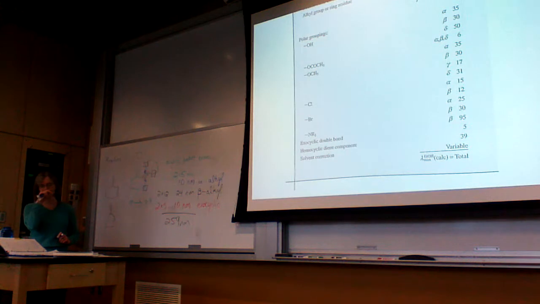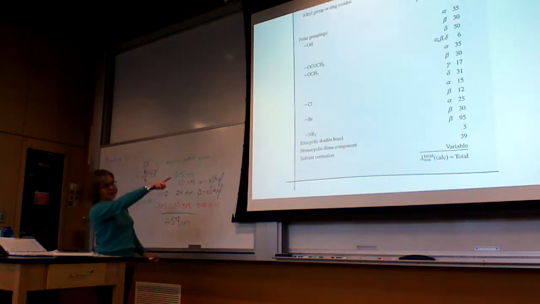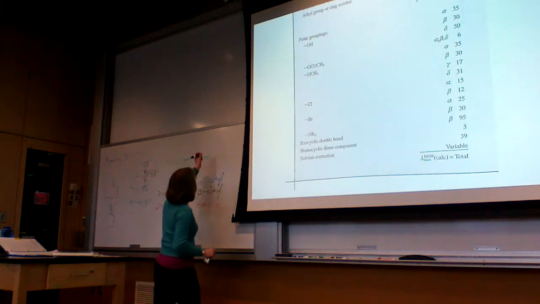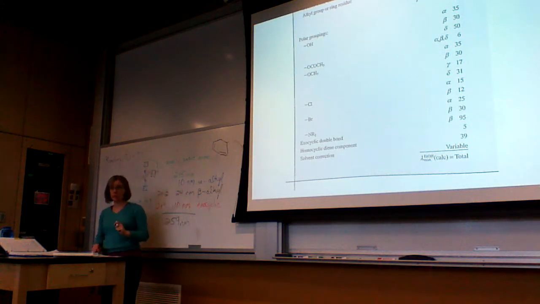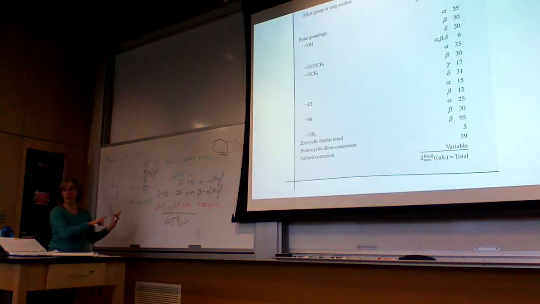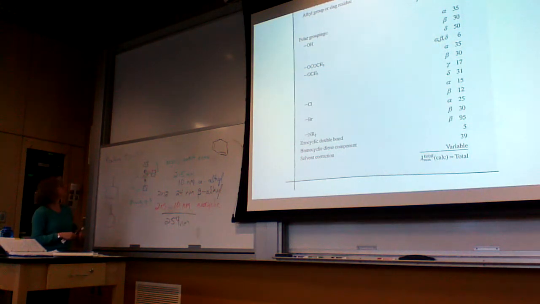And then what is homocyclic diene component? Is that just like if you have a double bond with this same structure? If we had 2 alkenes attached in the conjugated system. In the top one? Yes. Yes, and we can do another example like that.